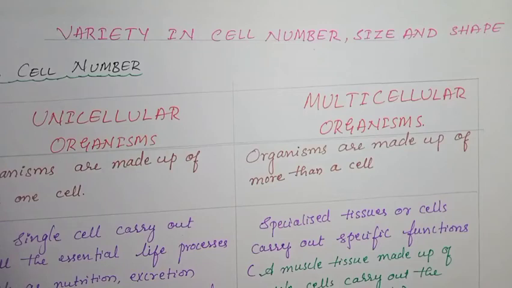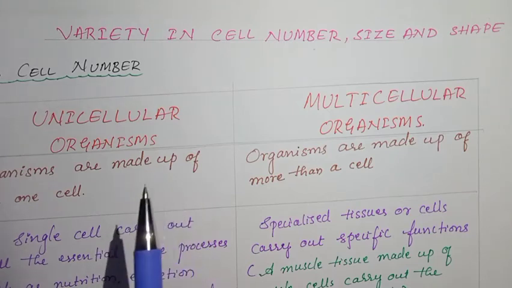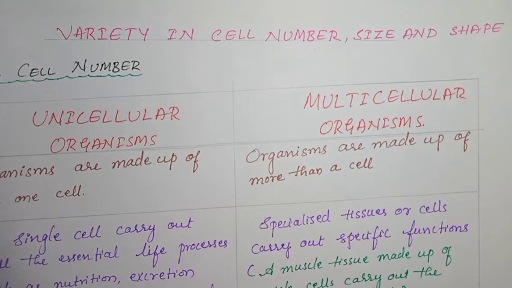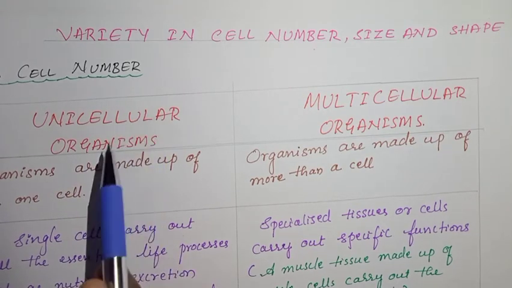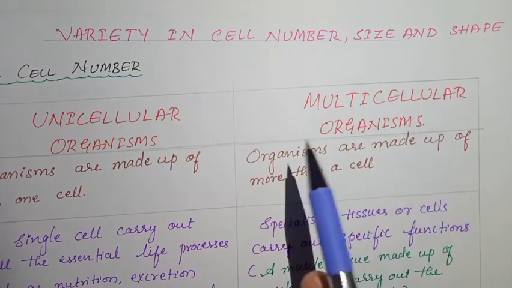In today's class, we are going to discuss variety in cell number, size and shape. So first, let us go with cell number. Based on the number of cells present in the organism, organisms are classified into two types. One is unicellular organism, next one is multicellular organism.